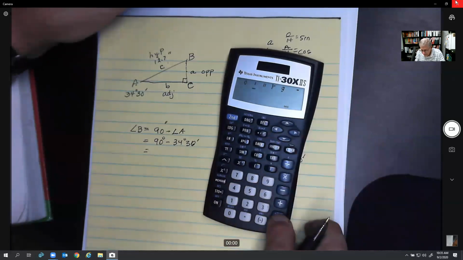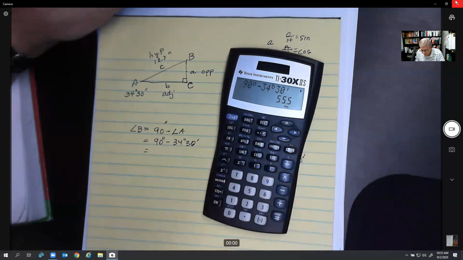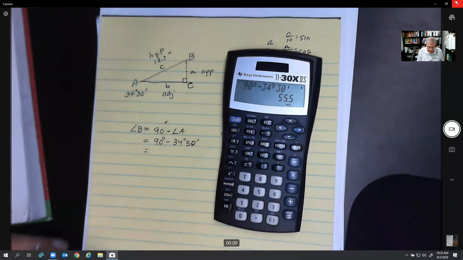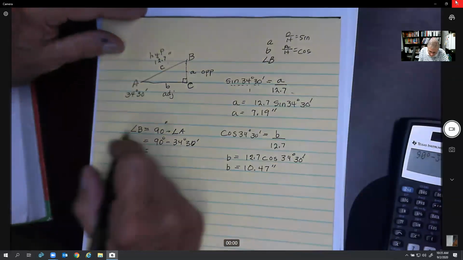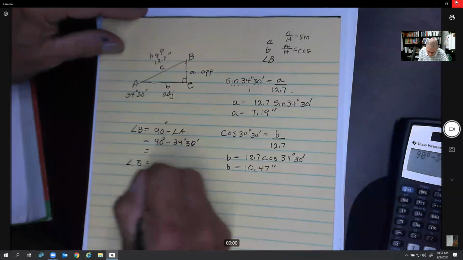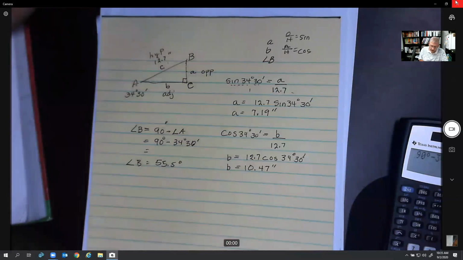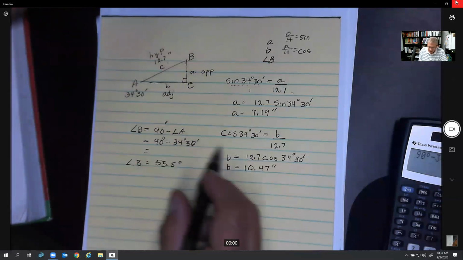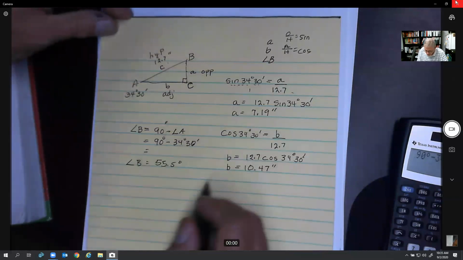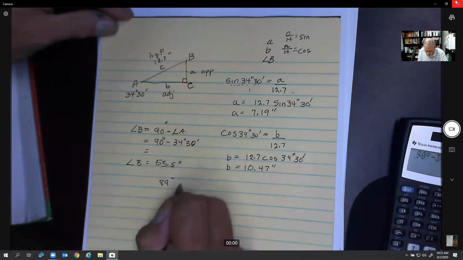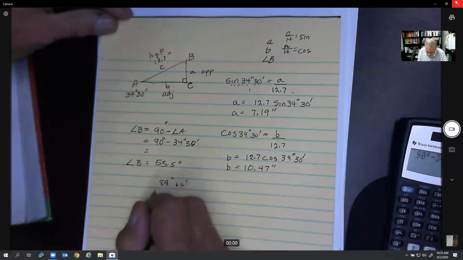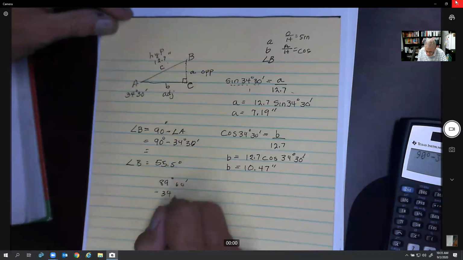Slide over. Equals 55.5. See, it changed it to a decimal. So we probably didn't want that, because I'll write it down here, 55.5 degrees. But since this was in minutes, they probably wanted it written that way. So I'm going to change the 90 to 89 degrees, 60 minutes. And then I'm going to subtract 34, 30. See, that'll give me 55, 30.